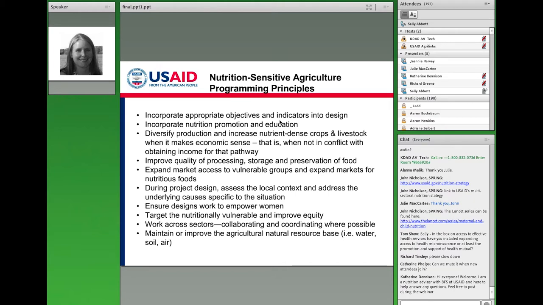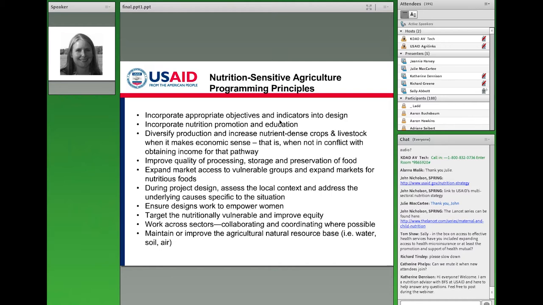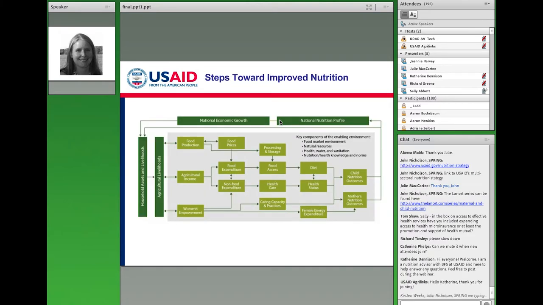During project design, we want to make sure we're assessing the local context and addressing underlying causes specific to the situation. A really, really big part of it is ensuring the design works to empower women and promotes gender equity, and that we are targeting the nutritionally vulnerable to improve this equity. And finally, we want to work across all sectors, collaborating and coordinating whenever possible, and maintaining and improving the agriculture and nutrition resource base. So these are a set of programming principles that all nutrition or agriculture programs should look to address, whether they are designed as nutrition-sensitive programs specifically or not. These are programming principles that, as they take them into account, can help to make their programs more nutrition-sensitive.